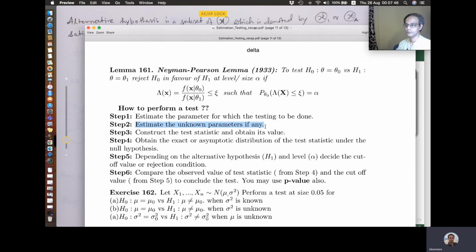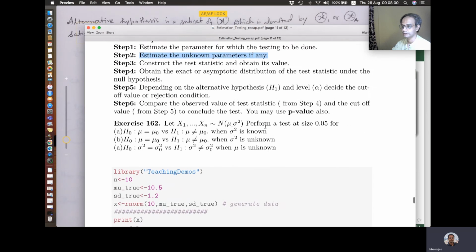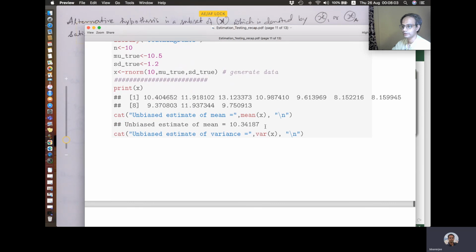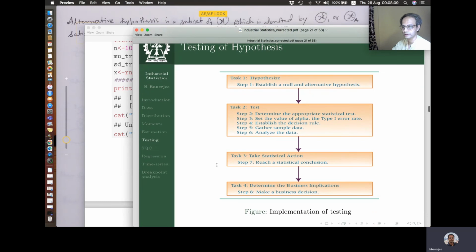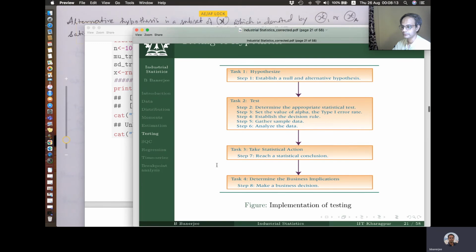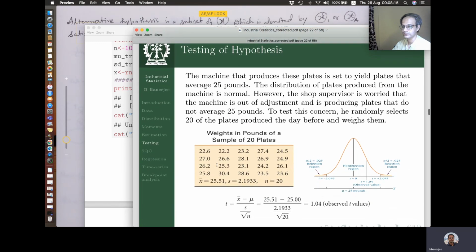Now let me give you an example where all these steps can be followed and we can conclude about the test. I will come to this one, but before that, let me show you this, another summarization of the testing of hypothesis procedure. Here is one example.